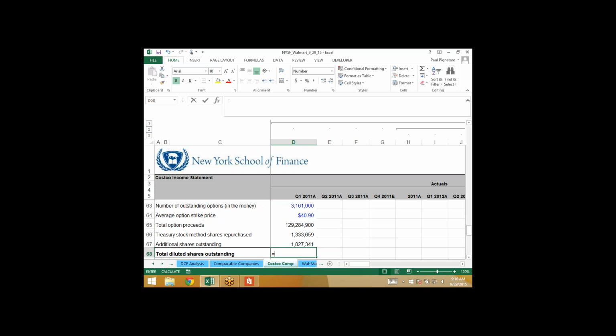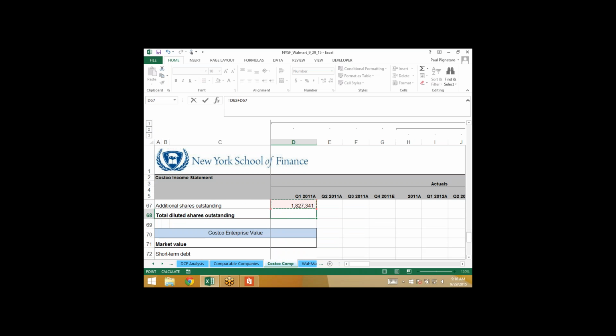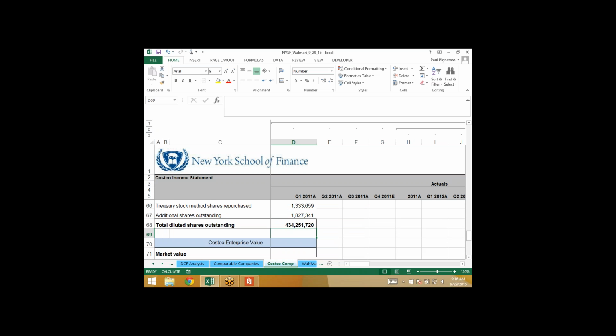And that gives me a diluted number of, you take the basic and you add the 1827 and you have 434,251. So that's the diluted number. Make sure you have that. I will send this to you, of course. You should poke through to make sure you know the numbers.